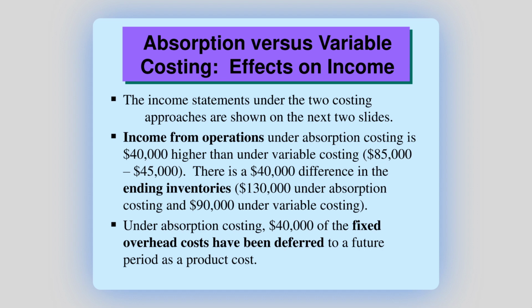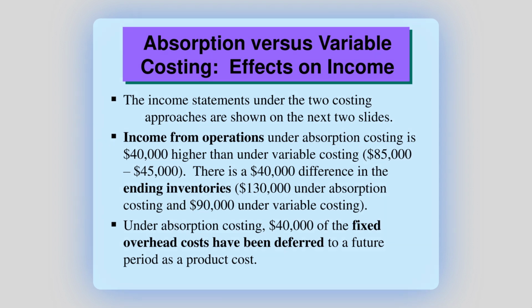Again, what is our formula? Ending inventory multiplied by the fixed overhead rate. The ending, or the difference here in the fixed manufacturing overhead, is your 30,000 units produced minus 20,000 units sold. So 10,000 would be our ending.